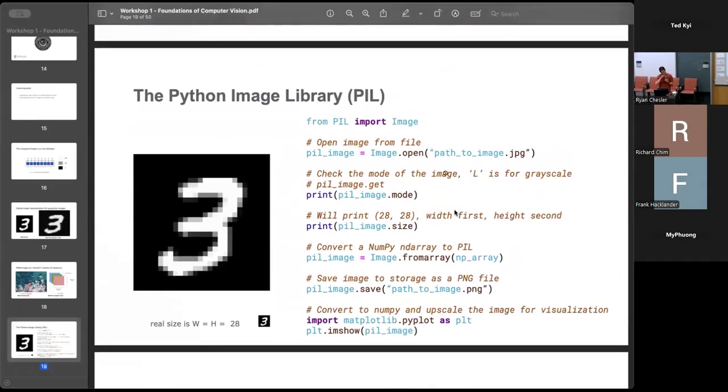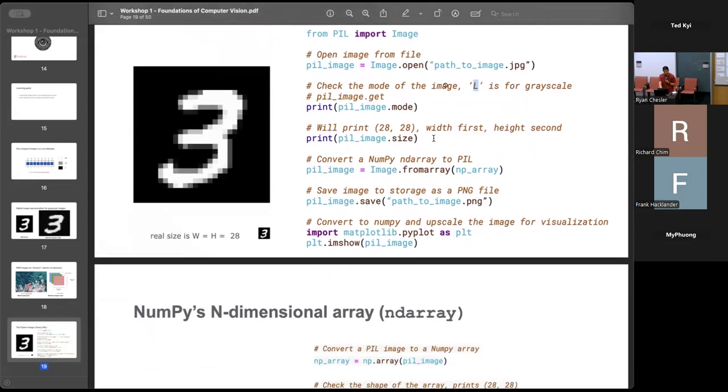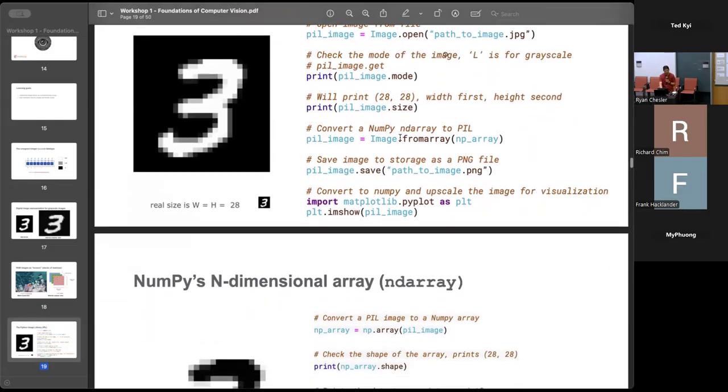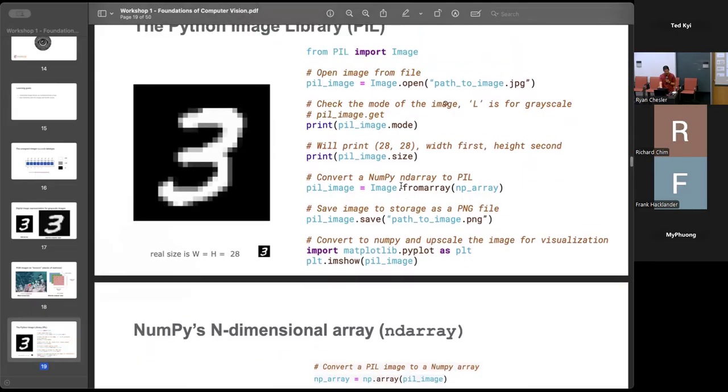So then getting into the Pillow stuff. Here's how you open an image. You point it to a JPEG or PNG or some other file format, and then it will just open it up. And then you can inspect what mode it's in. We know that this is from the MNIST dataset and it's grayscale, so it's going to tell us L, which means grayscale. I don't know exactly why it's L. And then we can look at the size, and this will tell us the height and width. Then we can convert from Pillow to NumPy.